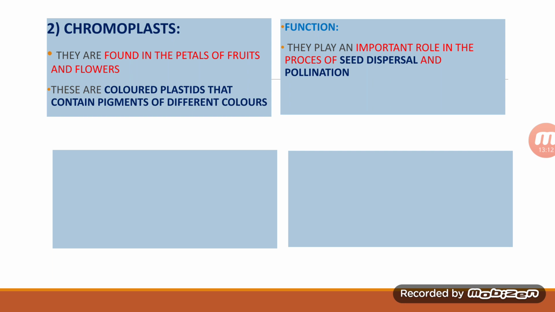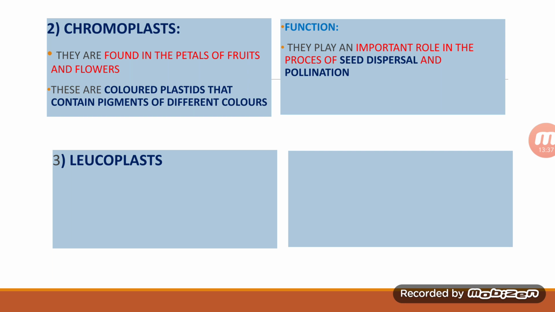You know what is seed dispersal? If you have a handful of seeds in your hand and you throw it in the field, then the seeds will land at different locations in the field, and that mechanism is called seed dispersal. And you know what is pollination? It is the transfer of pollen grains from anther to the stigma of the same flower, or it can be a flower of a different plant, isn't it?